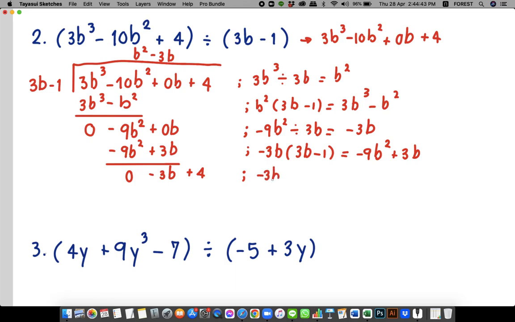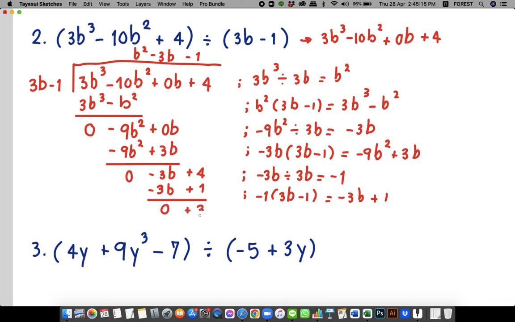So, okay. What is negative 3b divided by 3b? It's going to be negative 1. So I put negative 1 here. And I will find negative 1 times 3b minus 1. It is negative 3b plus 1. Okay, and then minus negative 3b plus 1. Subtract them. 0. 4 minus 1 is 3. What does it mean? It means that we have the remainder as 3.